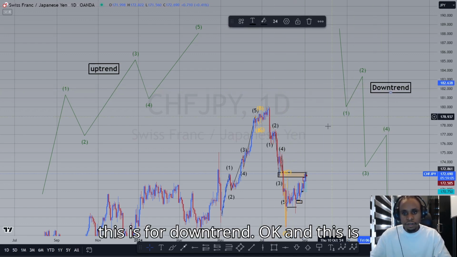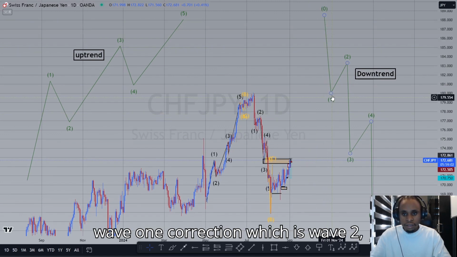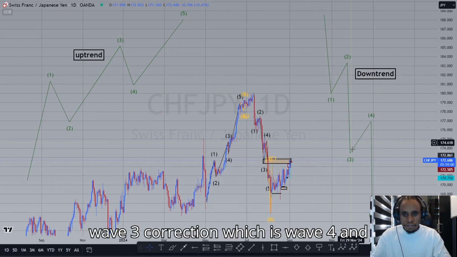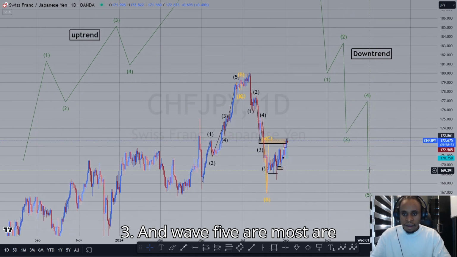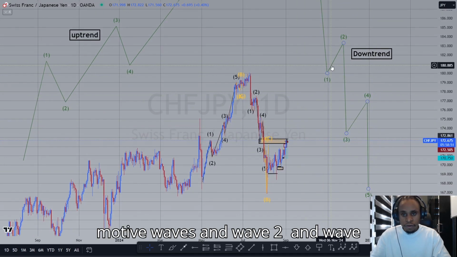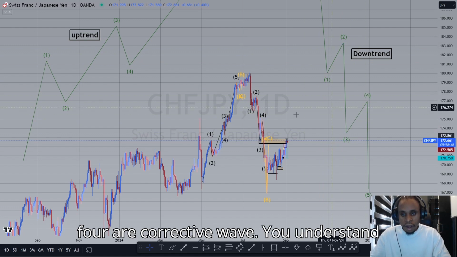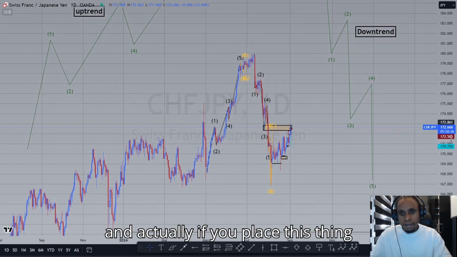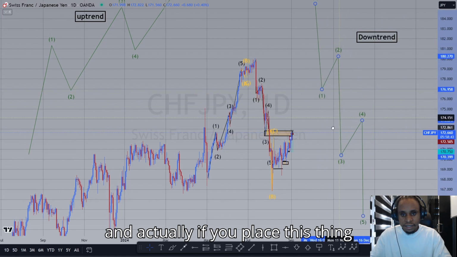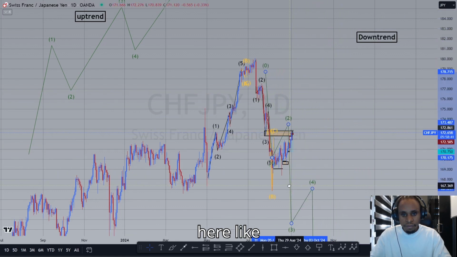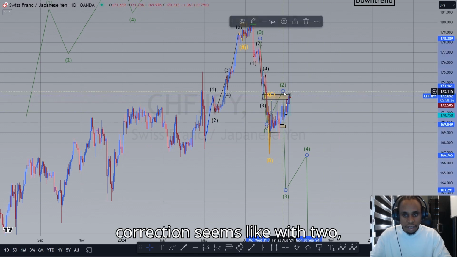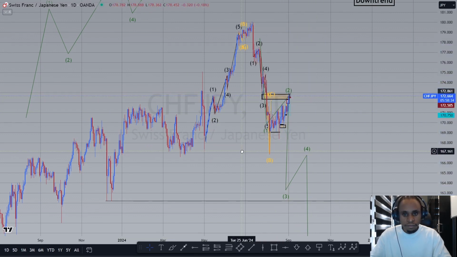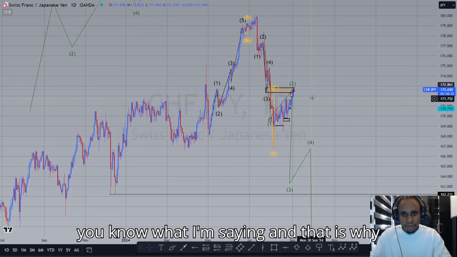So this is for downtrend. And this is with one, correction with two, three, correction with four, and then five. One, three, and five are motive waves, and two and four are corrective waves. You understand? And actually, if you place this thing here like this, you will see that this correction seems like wave two. You know what I'm saying?